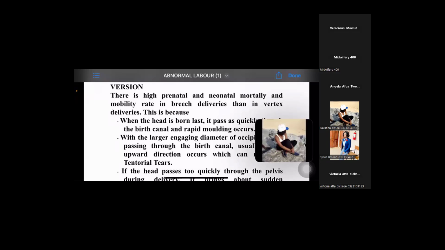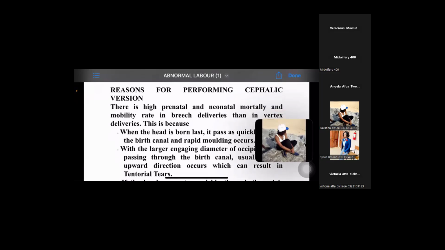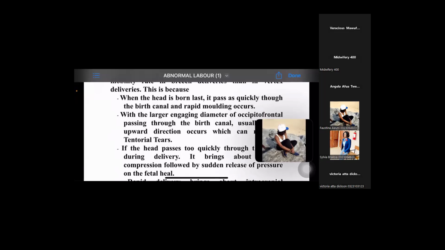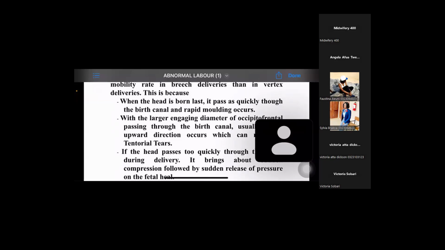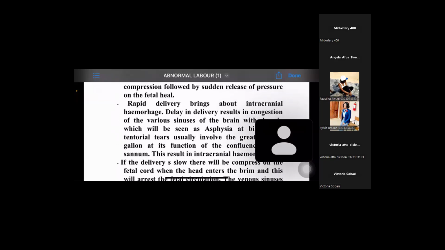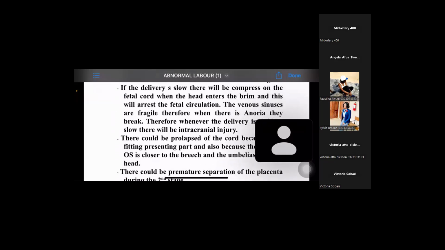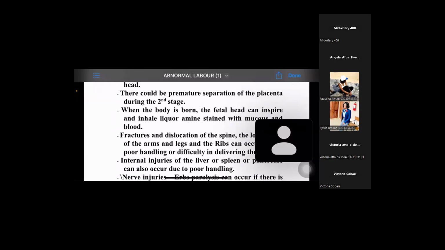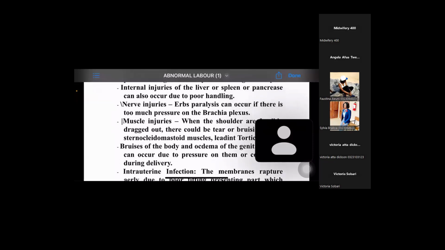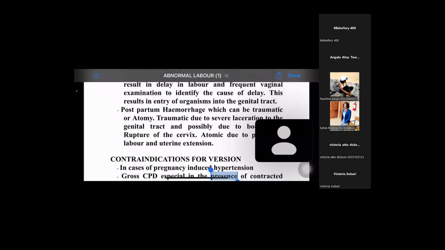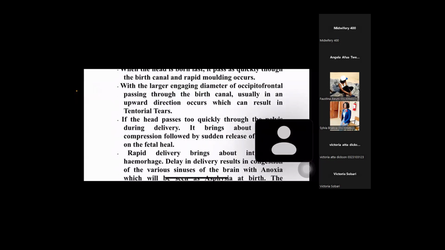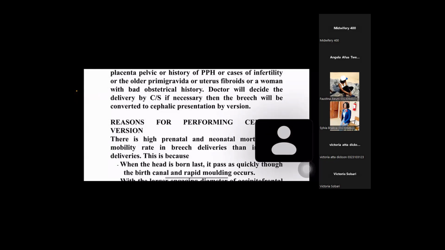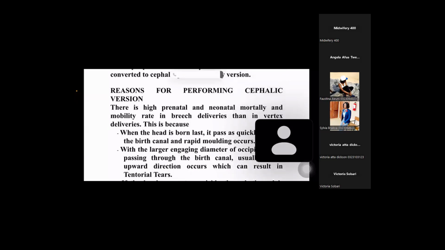Sylvia, continue. Okay, so the reason why we must perform cephalic version is that we want to prevent all these injuries that will occur to the baby, and to the mother as well. With the baby, there can be tentorial tears, which will lead to intracranial hemorrhage. Torticollis also can happen. And with the mother, there can be infection. So in order to prevent all this, we try to do a cephalic version so that the fetus can be born in cephalic presentation.